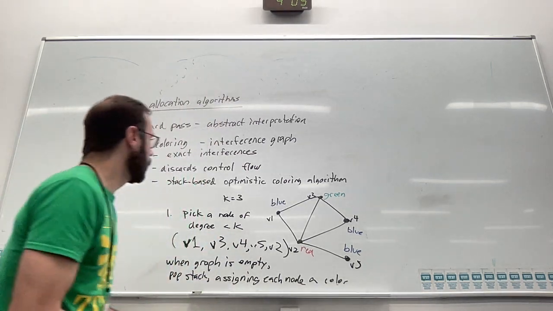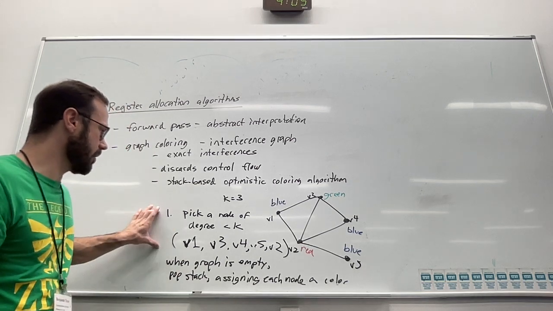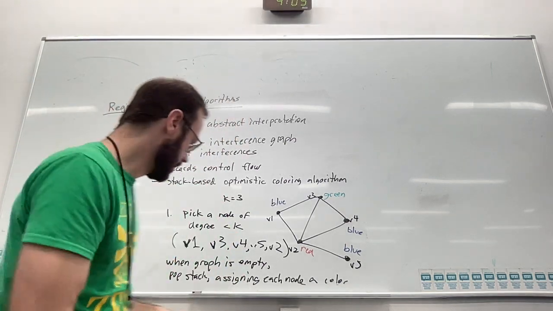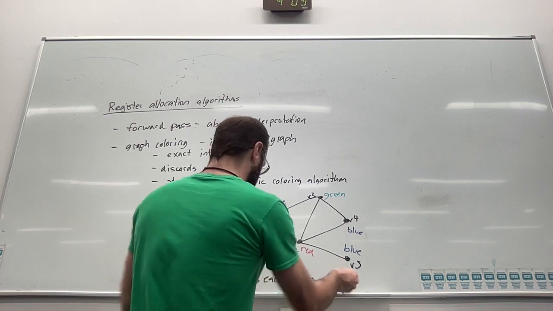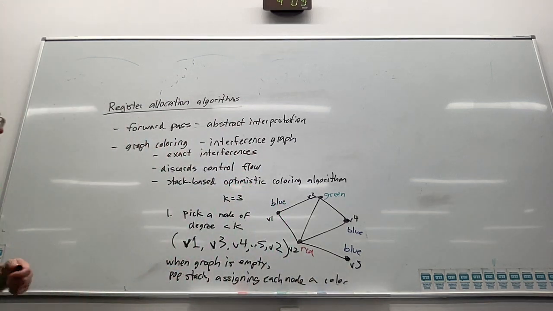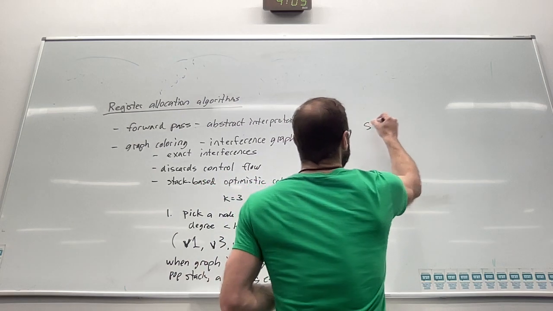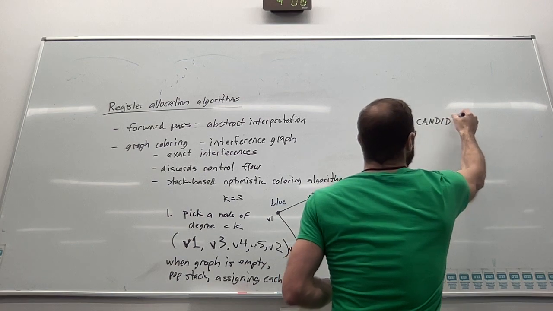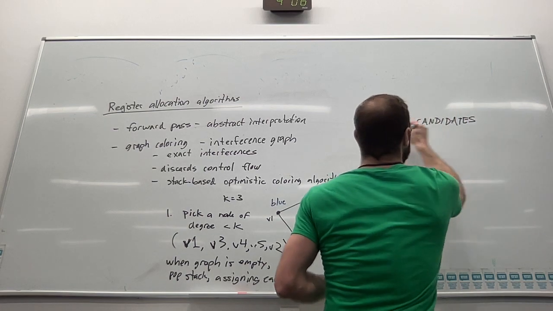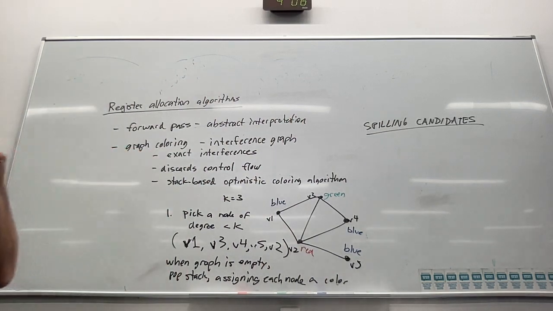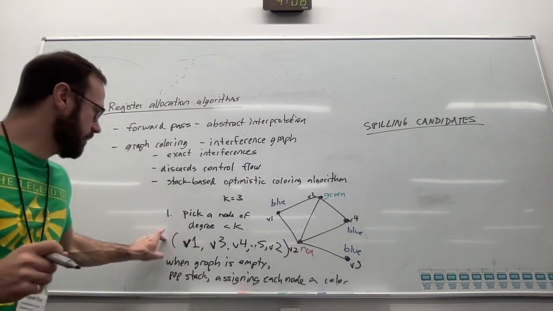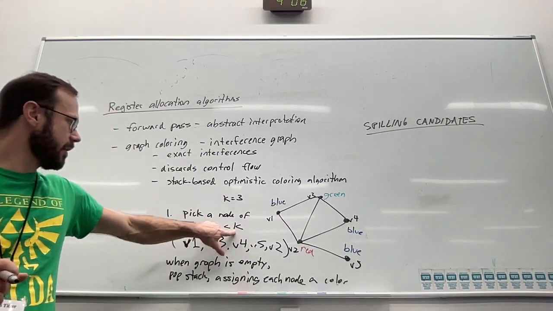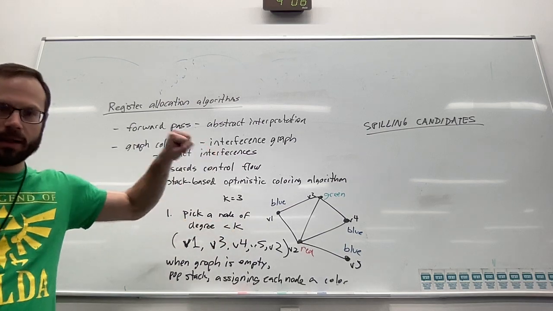Okay, so where does this break down? It breaks down if you get to a step where you're trying to find a node of degree less than k and you can't find one. So what happens then? This is where we do spilling candidates. You might be tempted to think that we spill a node, meaning we allocate it to memory and it doesn't get a register right away. But if there is no node of degree less than k, that means they're all k or greater. We pick one.